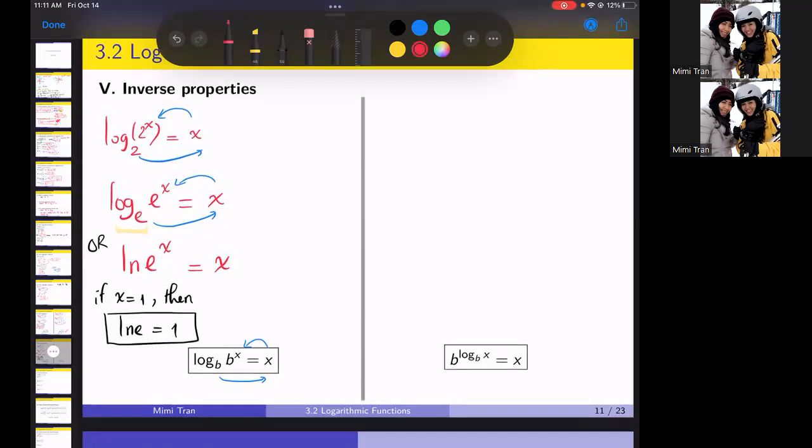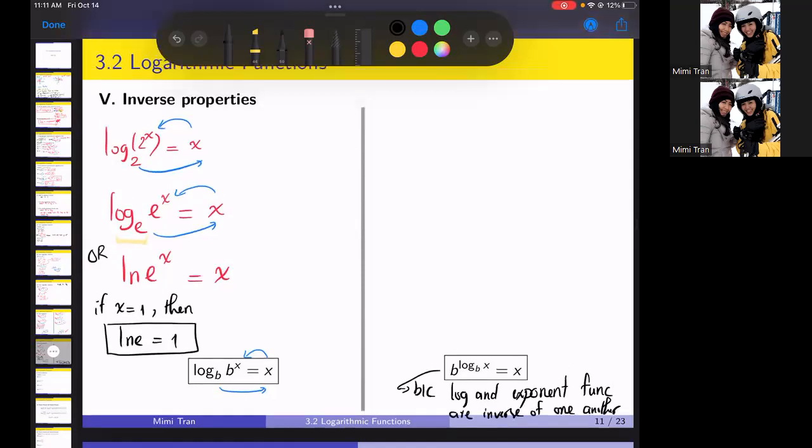So here, inverse, exponent function. All right, you just have to know it. It's not something I'll test you on, but you have to remember the rule.